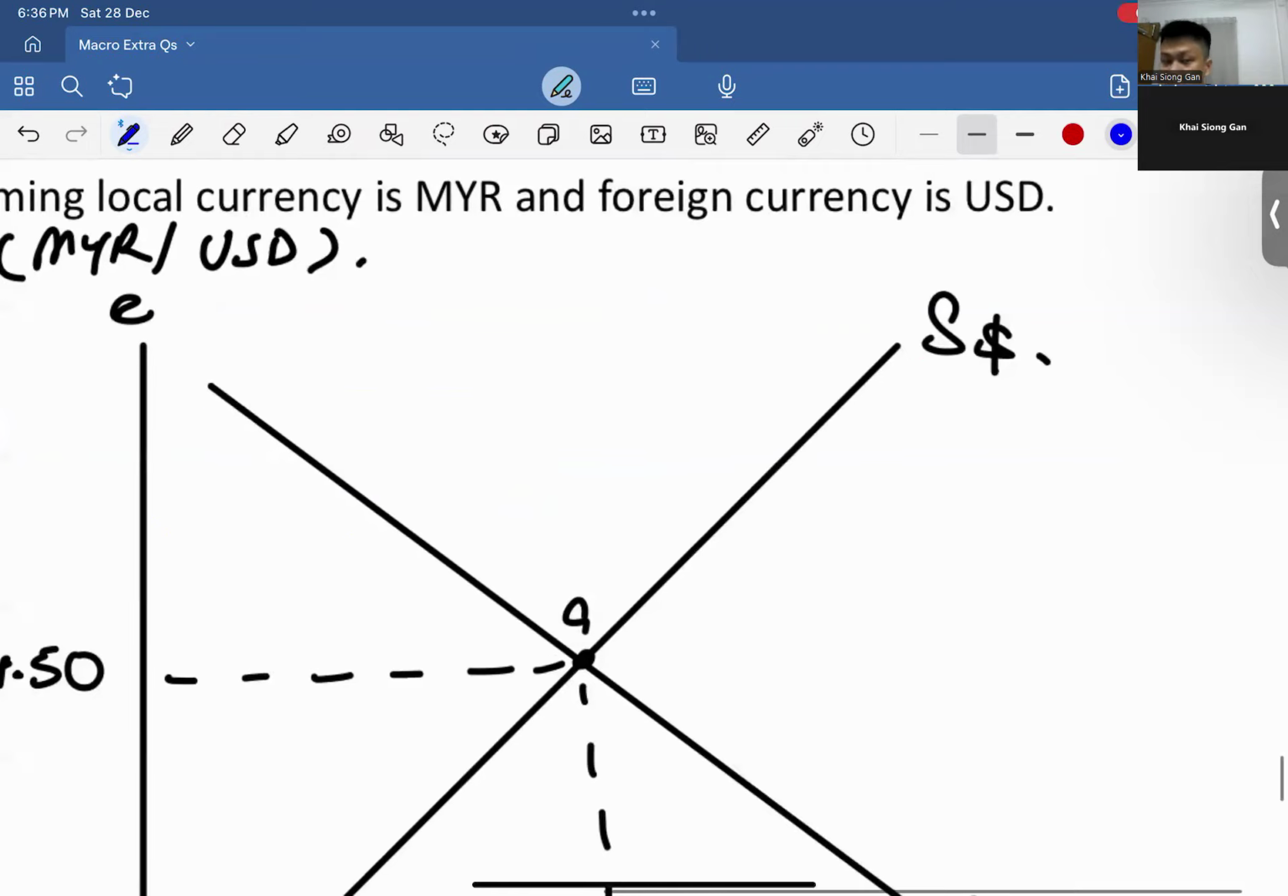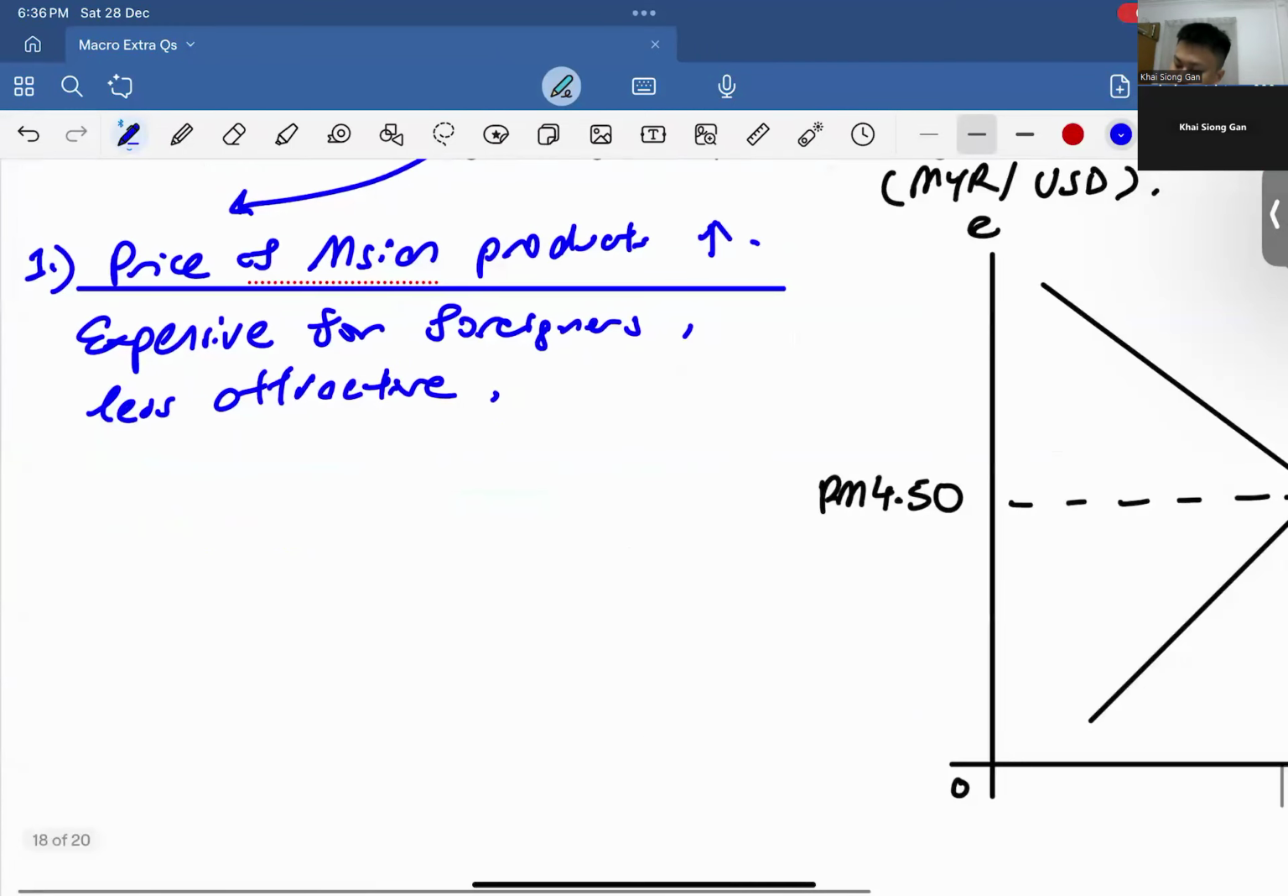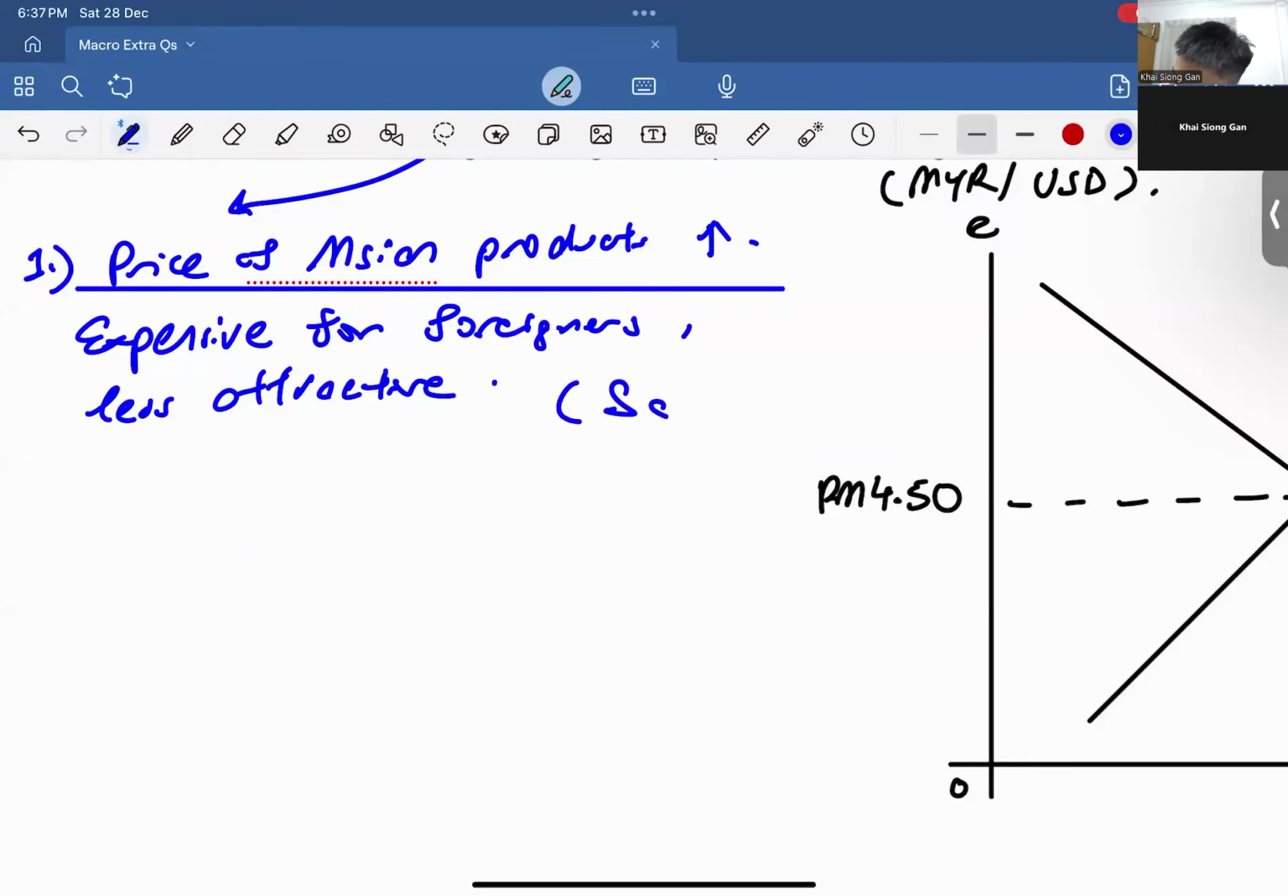So here we look into US, right? We compare US with Ringgit Malaysia. So since it's less attractive, what happened is they will also not supply so much of US dollars to buy our products anymore. So they will not buy the Malaysian products already. Therefore, the supply of US dollars will decrease.